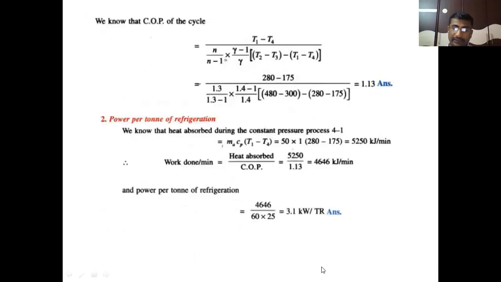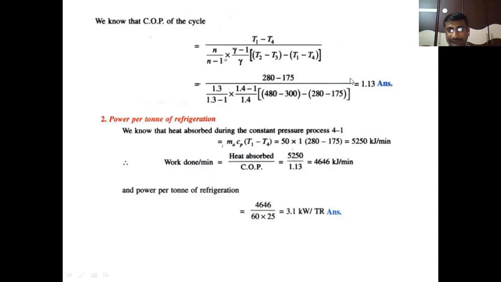So after calculating all the temperatures at each state of the cycle, we can find the COP of the cycle for polytropic compression and expansion. This is the formula we derived in the last class. Clear, students? COP equals (T1 minus T4) divided by [n by (n minus 1) into (gamma minus 1) by gamma into ((T2 minus T3) minus (T1 minus T4))]. Once again, go through this formula. Upon substitution of all the values into this equation, we get the COP of the Bell-Coleman cycle as 1.13.